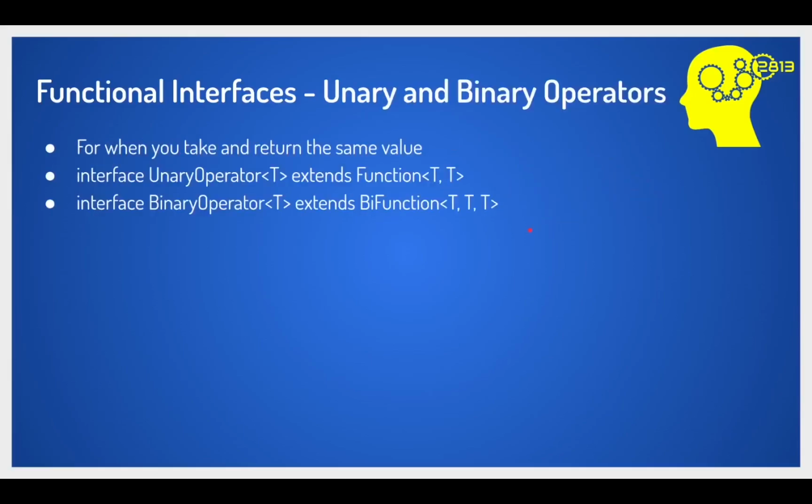There's also unary and binary operators. These are for when you have some type and you return the same type. UnaryOperator of T is just equivalent to Function of T, so it takes T and returns T. BinaryOperator is the same as BiFunction, so it takes in two objects of type T and returns one object of type T.